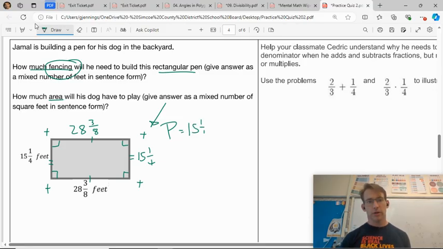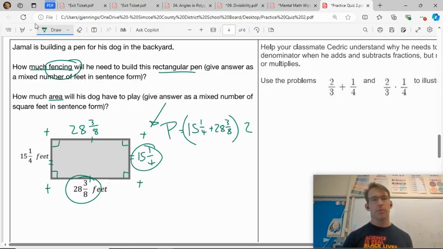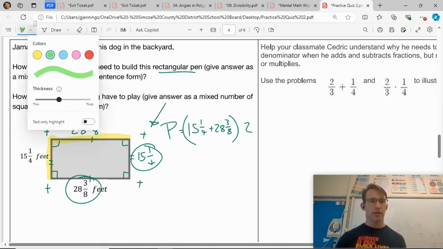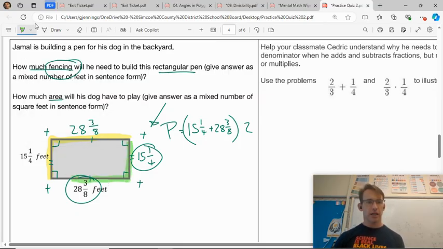Perimeter is going to equal 15 and 1 quarter plus 28 and 3 eighths. Oh, plus 15 and a quarter plus 28 and 3 eighths. I just need two of them each. So I'm going to multiply whatever the result is by 2. That'd be one way to avoid just adding, because I got two of each. Basically, I'm finding out how long this is, and then multiplying it by 2, because here's the other side. And that's perimeter, and that's finding the amount of fencing.